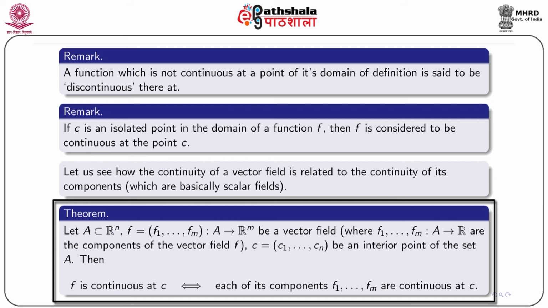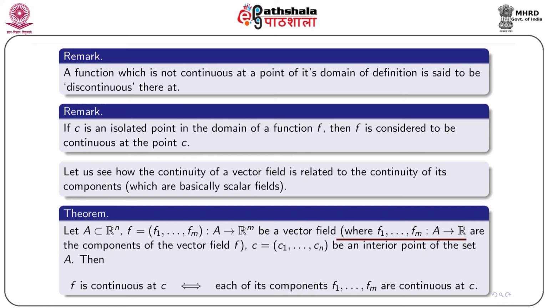Theorem: the statement reads as follows: let A be a subset of R^n, f is a vector field on A, where the components of f are f1 up to fm, c equal to (c1, ..., cn) is an interior point of the set A, then we say that f is continuous at C if and only if each of its components f1 up to fm are continuous at that point C.